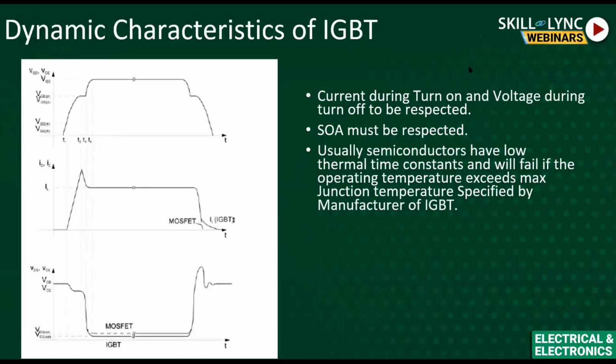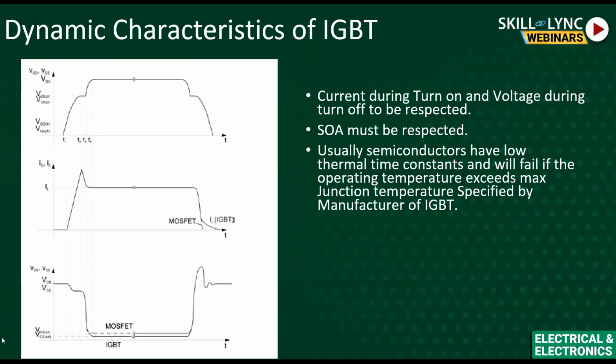Dynamic characteristics. Static is nothing but once the IGBT is completely turned on or off. See, I'm using the word IGBT here instead of a switch. Please understand, both can complement each other. Switch is a general terminology. It can be a MOSFET or IGBT. But we are discussing the characteristics of the IGBT.